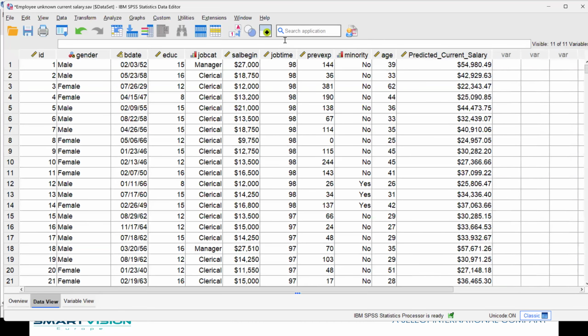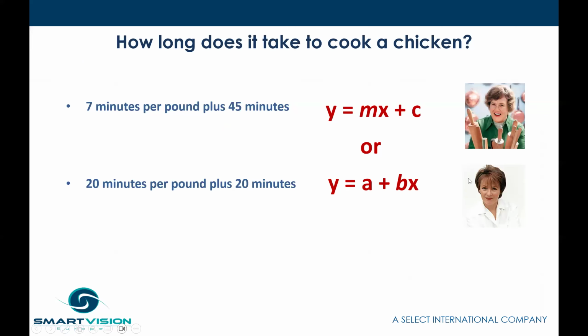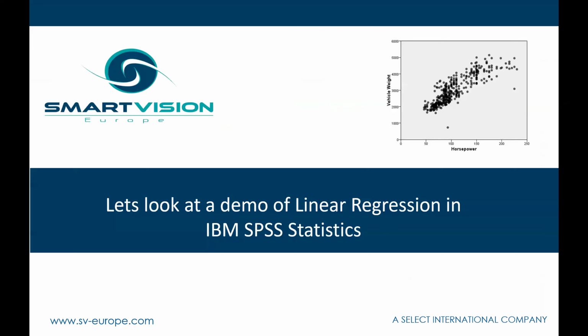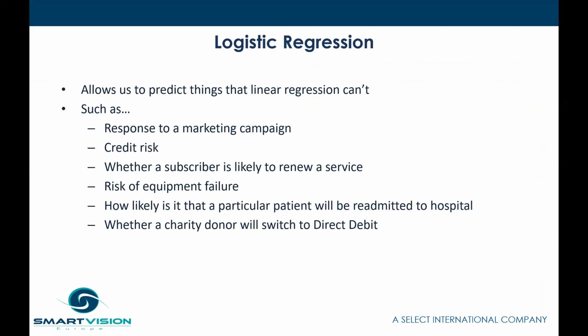What about logistic regression? We did talk about it. We just have 15 minutes here. We've introduced linear regression, and it's much easier to understand logistic regression if you've already seen linear regression. Logistic regression is used when you want to predict a category outcome. So logistic regression allows us to predict things that linear regression can't, such as response to a marketing campaign.